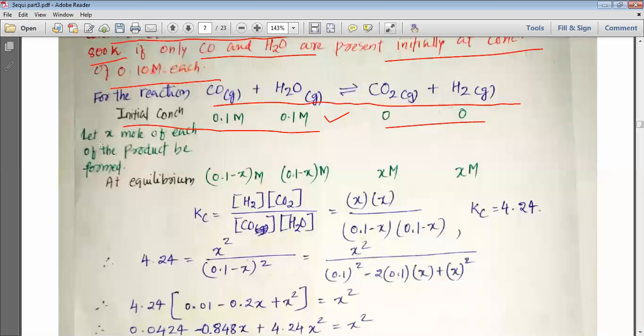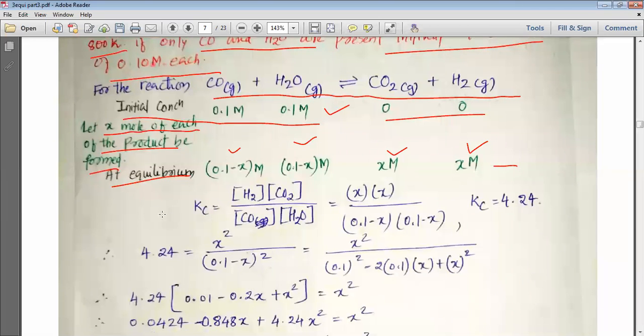And when the equilibrium is established, let's say that X mole of each of the products be formed. So the products formed are X molar, and that is why X mole of each of the reactants has been used. So we can write 0.1 minus X molar and 0.1 minus X molar for the concentration of H2O and CO gas at equilibrium.